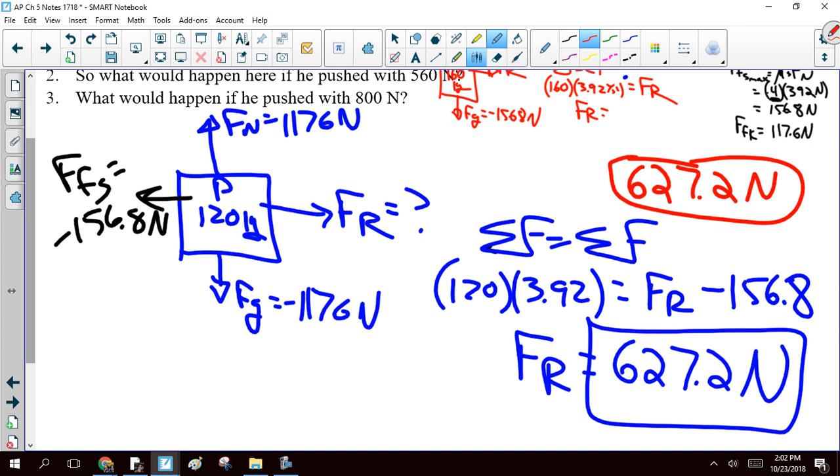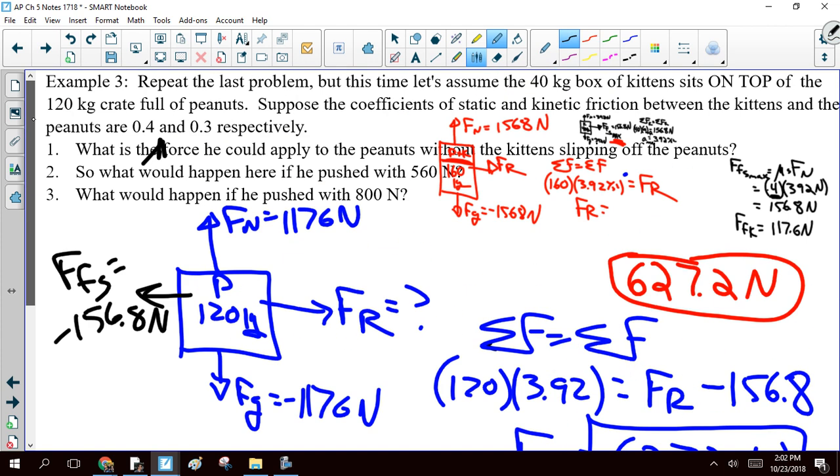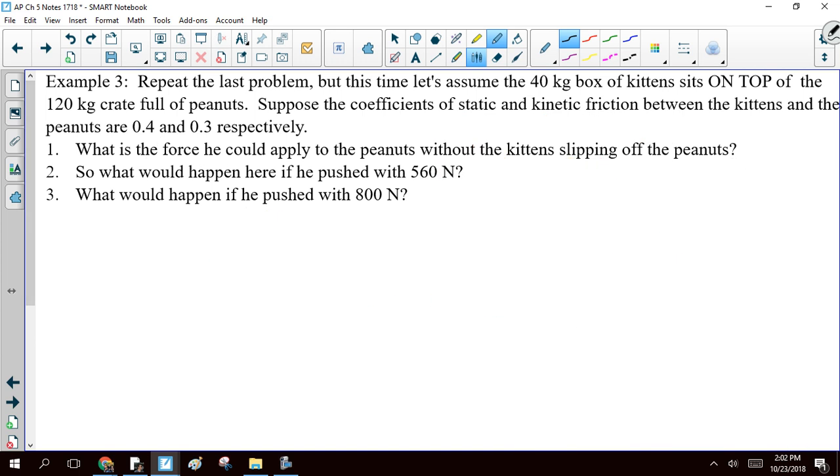So, there's a lot going on there. All right? So, that means the maximum force he can exert and still have the peanuts and the kittens move together is 627 newtons. Okay? So, for part A, we decided that was 627.2 newtons?